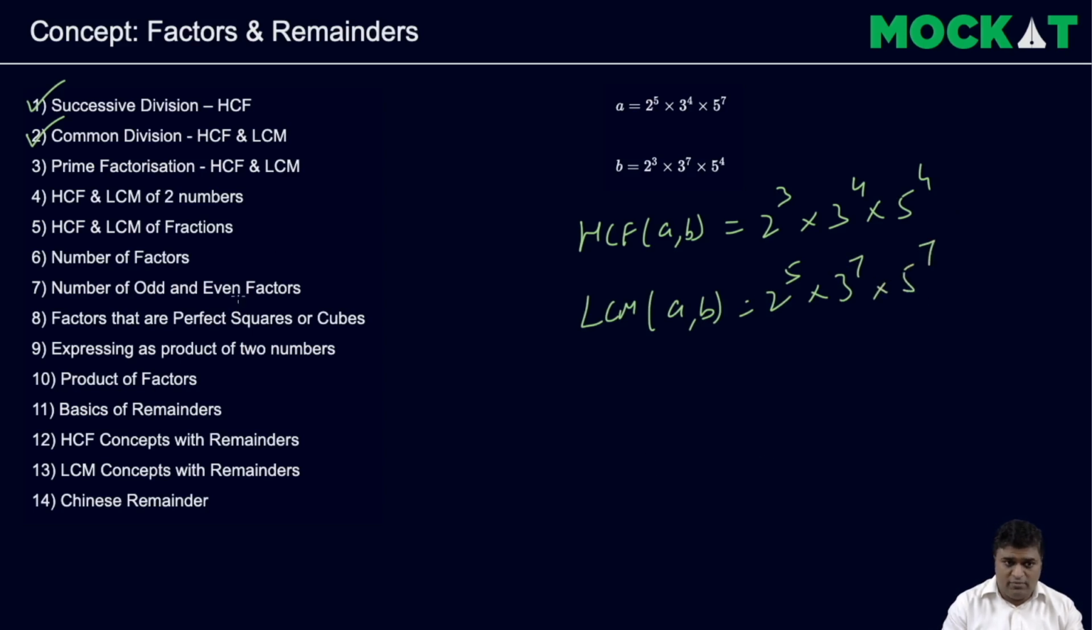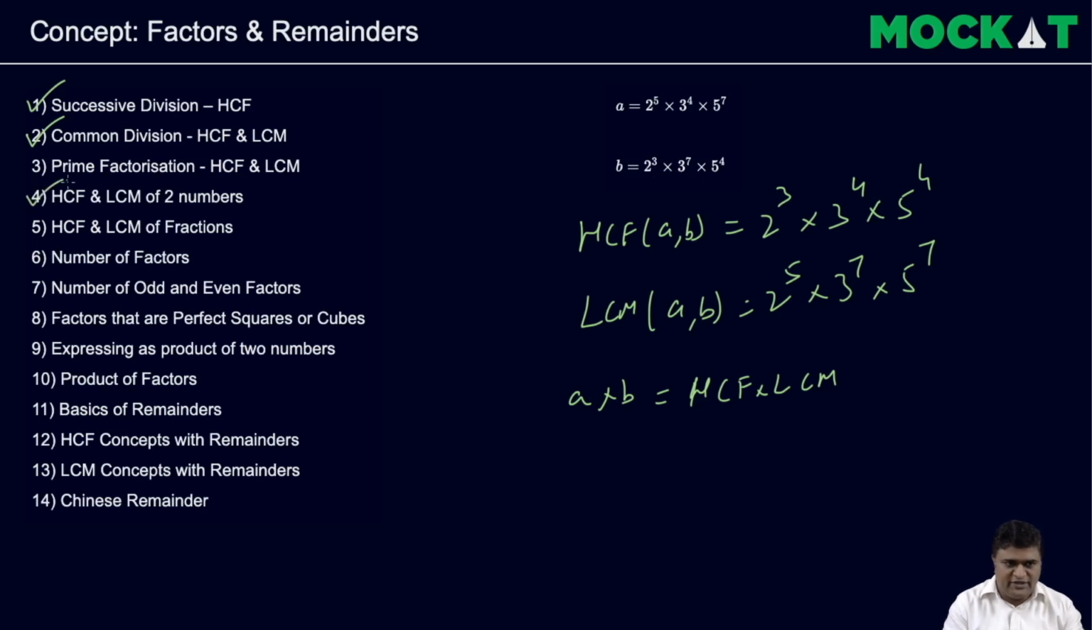Now, when there are only two numbers over here, the product of the two numbers, A into B, equals the HCF into LCM, because one of these is going to contain the larger and the other is going to contain the smaller power, and they are all going to be used up in the HCF and LCM.